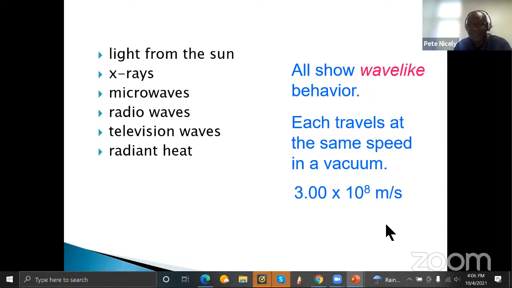Another thing that they have in common is that they all travel at the same speed in a vacuum. And that speed is given as 3.00 times 10 to the 8 meters per second when expressed to three significant figures, right? So all forms of electromagnetic radiation will travel at this speed. Doesn't matter if it's X-rays, microwaves, radio waves, whatever, right? They all travel at this speed, all right?